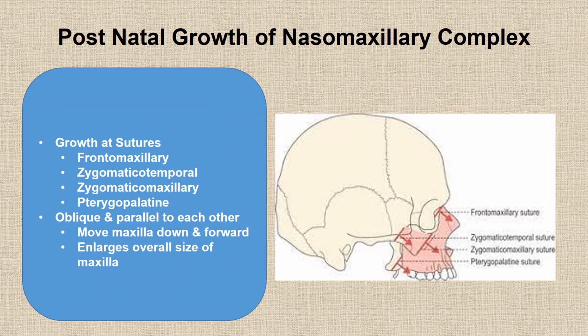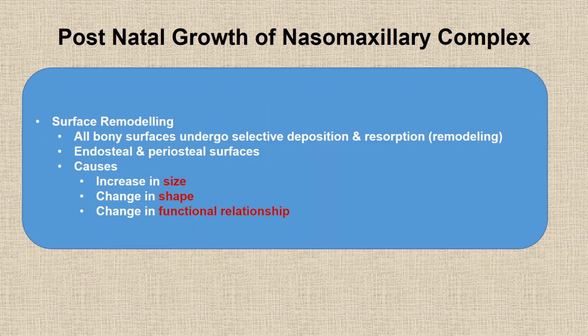Now, we also have growth at the sutures, and the sutures involved are the frontomaxillary, zygomatico-temporal, zygomatico-maxillary, and pterygopalatine sutures. Now, these sutures are oblique and roughly parallel to each other, and they cause the maxilla to move down and forwards. And it also enlarges the overall size of the maxilla.